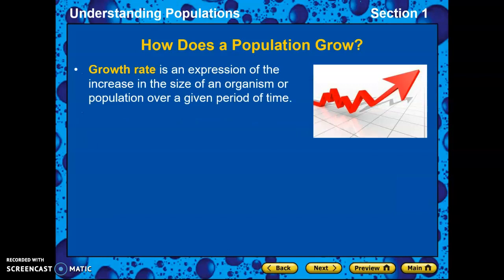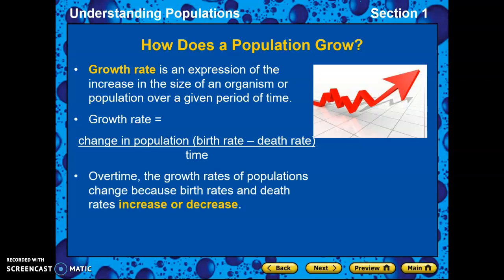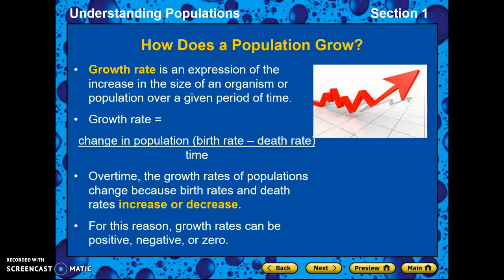Growth rate is how we express this increase in size of the population over a given period of time. So growth rate equals the change in population, which is the birth rate minus the death rate, divided by time. So the change in population is divided by the time it took for that change. So over time, the growth rates of population change because you have organisms being born, organisms dying, and so this can increase or decrease the population growth rate.